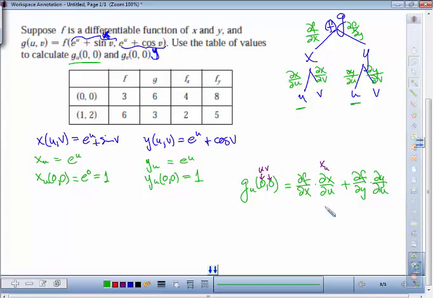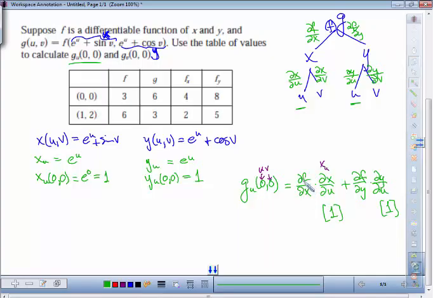So it looks like we're going to have 1 for these values here. Okay? Now we need to figure out what f, the partial of f with respect to x, is evaluated.